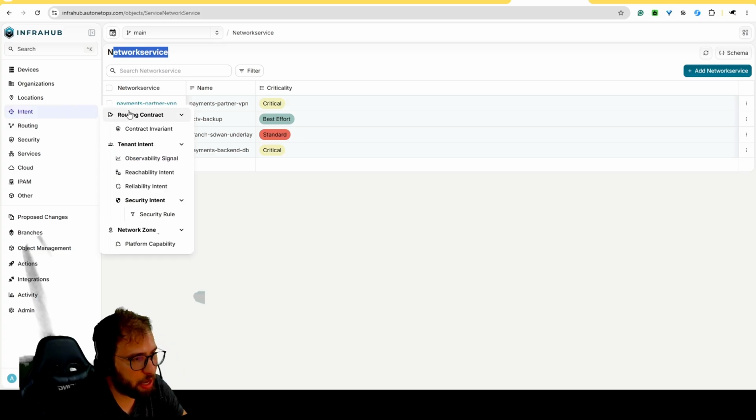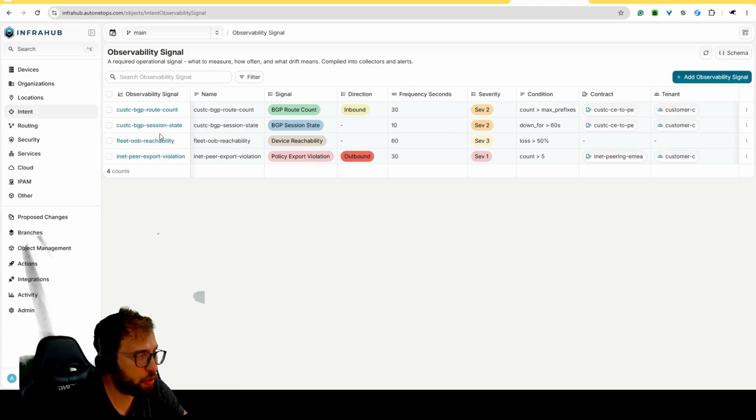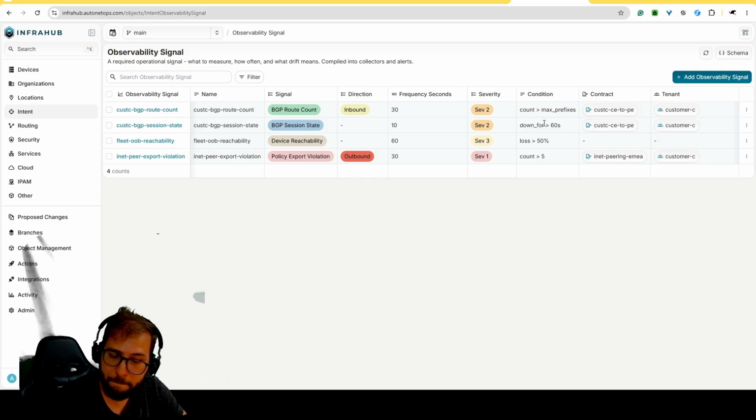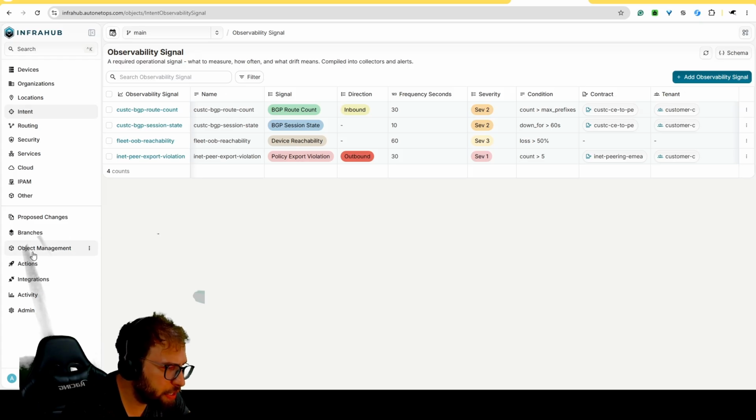all my intentions. I have my routing contract, my tenant intent, the observability that we have to be building for each tenant, the reachability that each tenant would need to have. So let's take a look, for example, at the observability signals that we're going to look for each one of my customers on the route, on the session state. What am I expecting on my session? Also for my observability, right? What am I trying to achieve? Okay, so we can take a look.